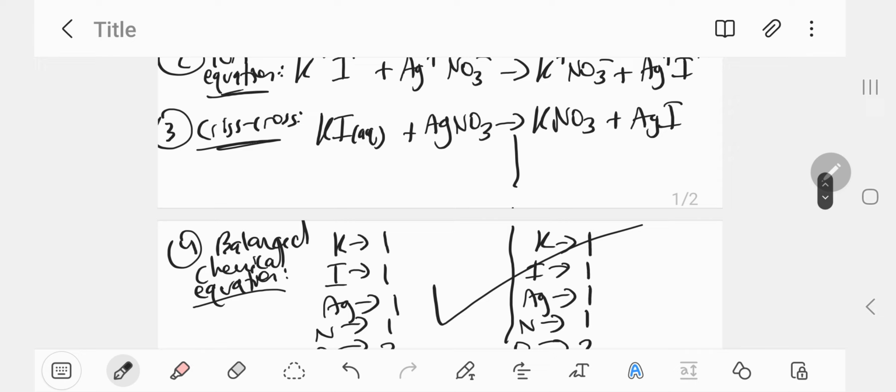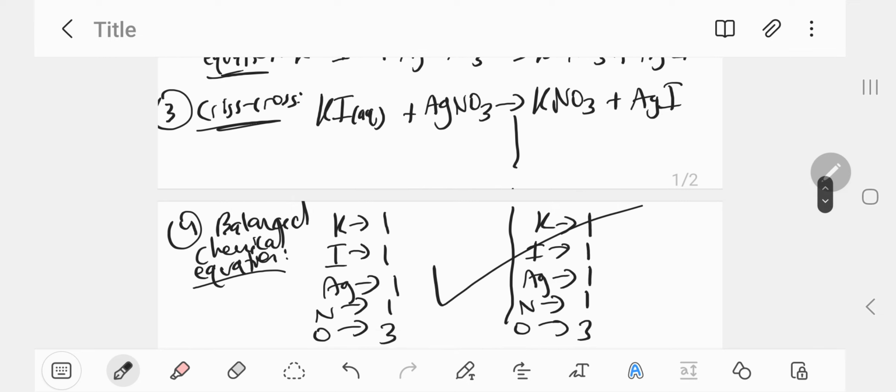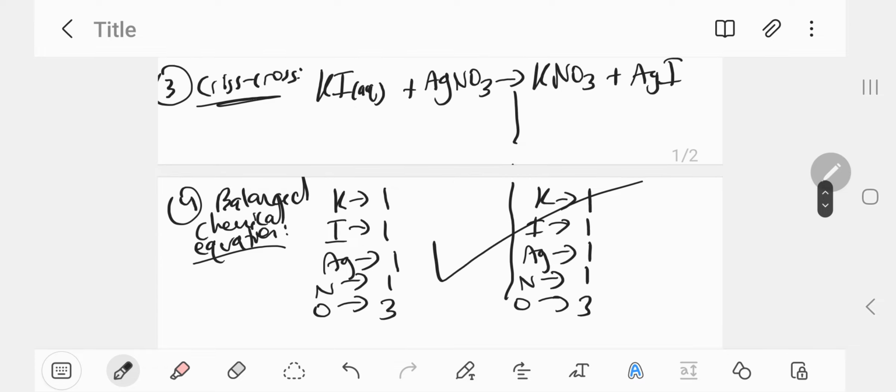Okay, it's always important to do this to show the examiner, even if you know just by looking at an equation that it's balanced, it's also good to confirm that it's balanced. So that's confirming that it's balanced.